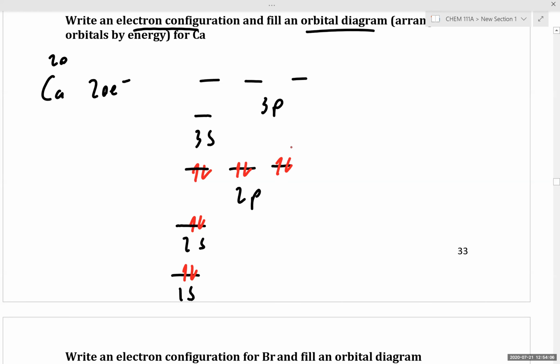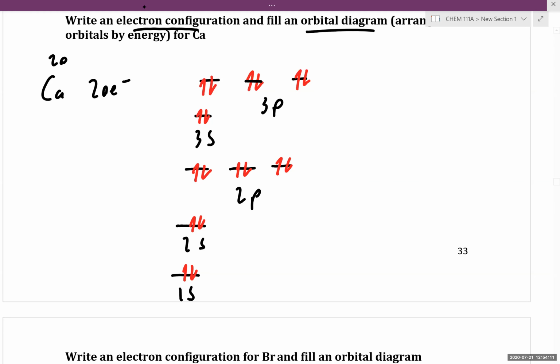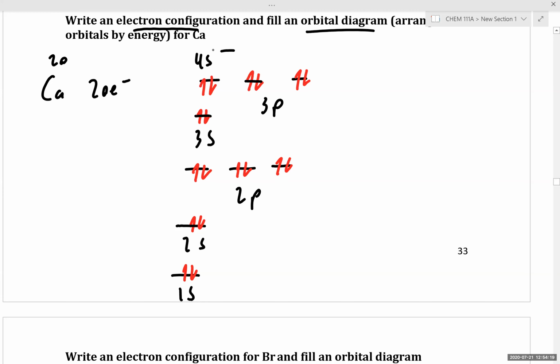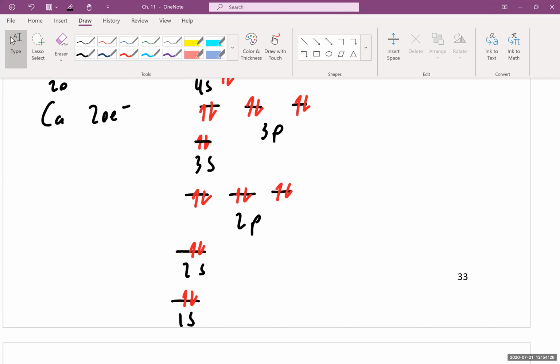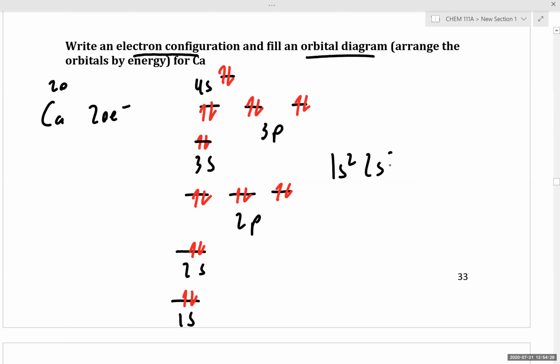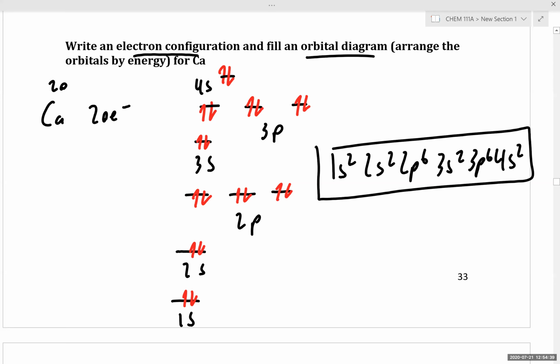2, 4, 6, 8, 10, 12, 14, 16, 18. After filling the 3p orbital, we then fill our 4s orbital with the remaining 2 electrons. That in turn gives us an electron configuration of 1s2, 2s2, 2p6, 3s2, 3p6, 4s2. So that's the complete electron configuration for calcium.